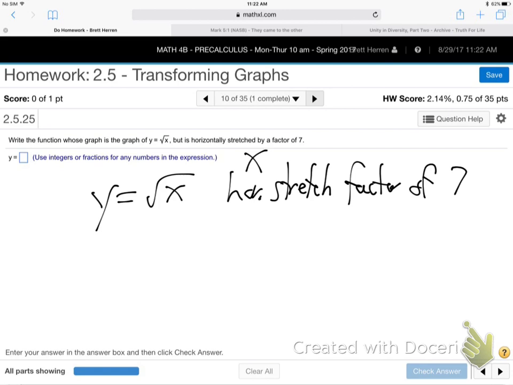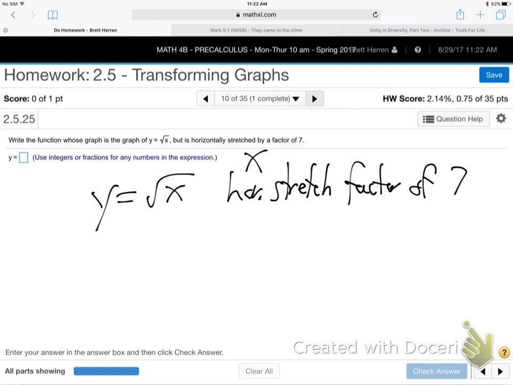So let's take it in pieces. Is that going to be an add, subtract kind of thing or a multiply, divide kind of thing? Multiply, divide, right? Add, subtract moves it. Multiply, divide stretches and compresses. So first off, I'm going to multiply or divide by 7. Okay, outside the root or in the root? Inside, because it's an x thing. It's got to be in there. So I'm going to multiply or divide by 7 inside the root.